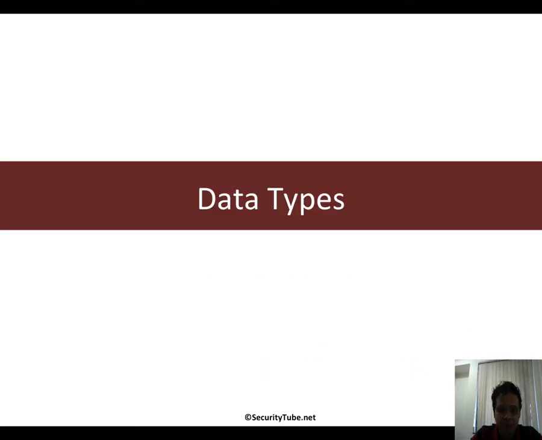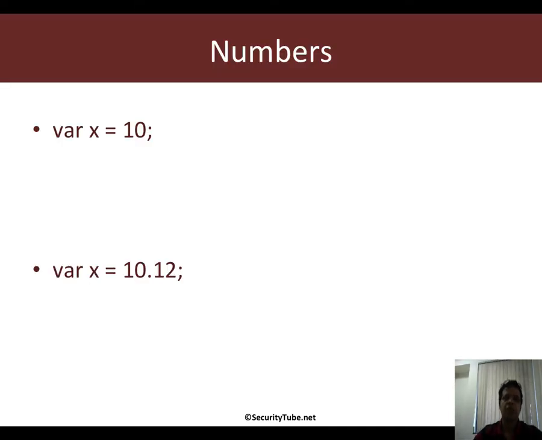Now in this video, we will look at data types in JavaScript. If you remember, we'd mentioned that JavaScript is a weakly typed language. And we've already looked at some data types which we can dynamically assign and work with using the var keyword. So let me summarize them and then move on to objects. As far as numbers are concerned, you can work with whole numbers and decimals in very simple ways, as you can see, where x equals 10 or x equals 10.12.